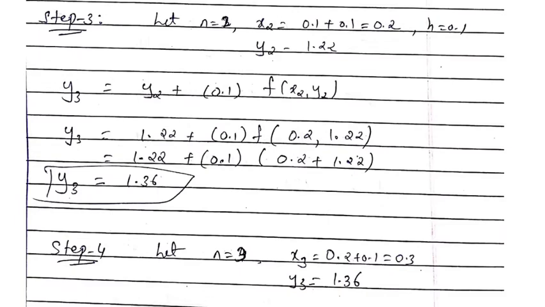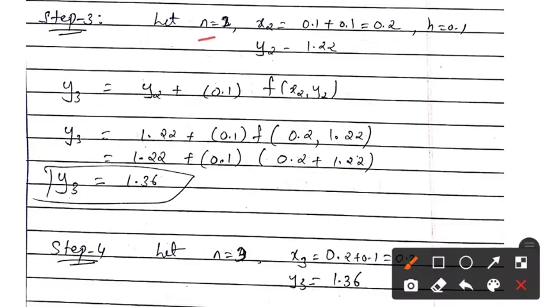Next, in same way, you will put n equal to 2. So you get x2 as 0.2 and y2 as 1.22. Okay, so for x2 equal to 0.2, you are getting y2 as 1.22. You have to go up to the term where you get xn as 1, right? So h equal to 0.1, y2 is given to you.